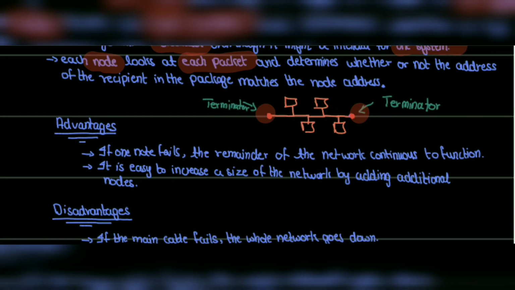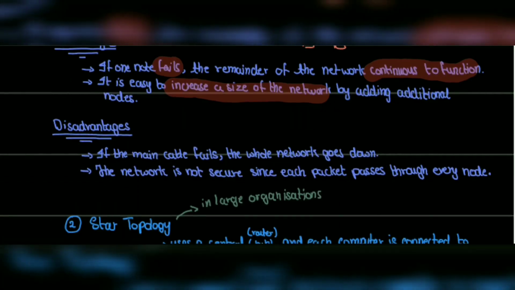So what are the advantages? If one node fails, the remainder of the network continues to function. If one computer is shut down, the other computers will continue to function. They are not dependent on one another. They are all independent, and they all run independently, right? It is easy to increase the size of the network by adding more nodes, more computers. That's the advantage.